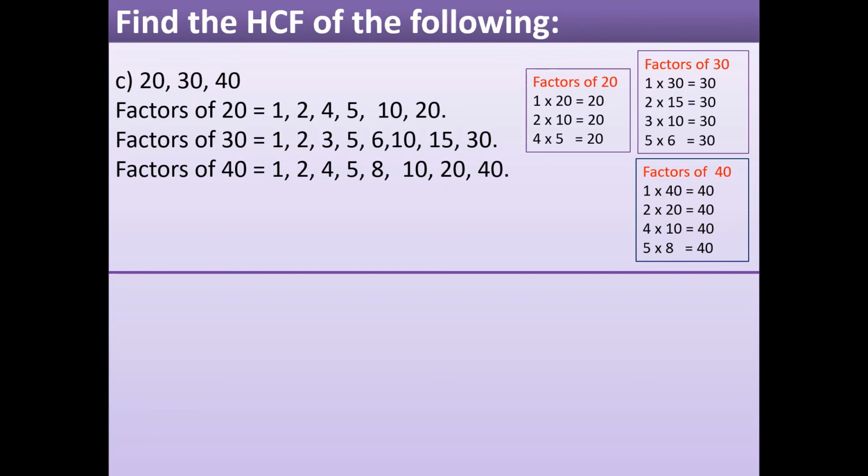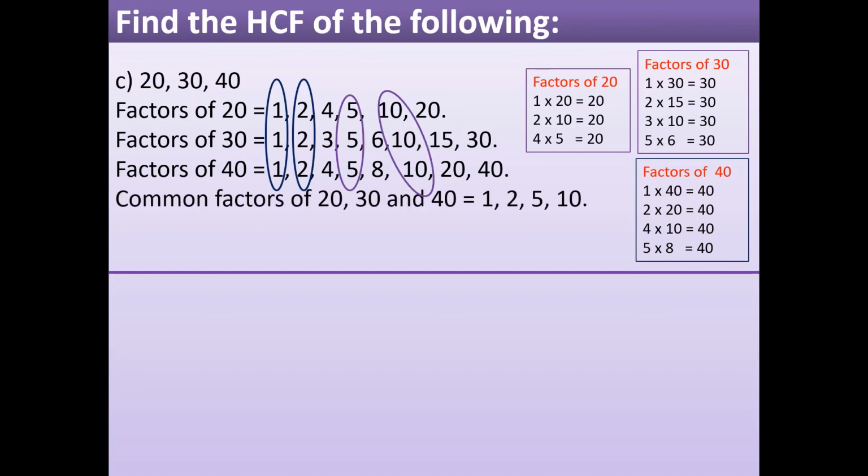Step 2. Then we will find out the common factors. So common factors of 20, 30 and 40 is equal to 1, 2, 5 and 10. Step 3. Then we will find out the HCF of 20, 30 and 40. So highest common factor of 20, 30 and 40 is equal to 10. Let's solve the next question.